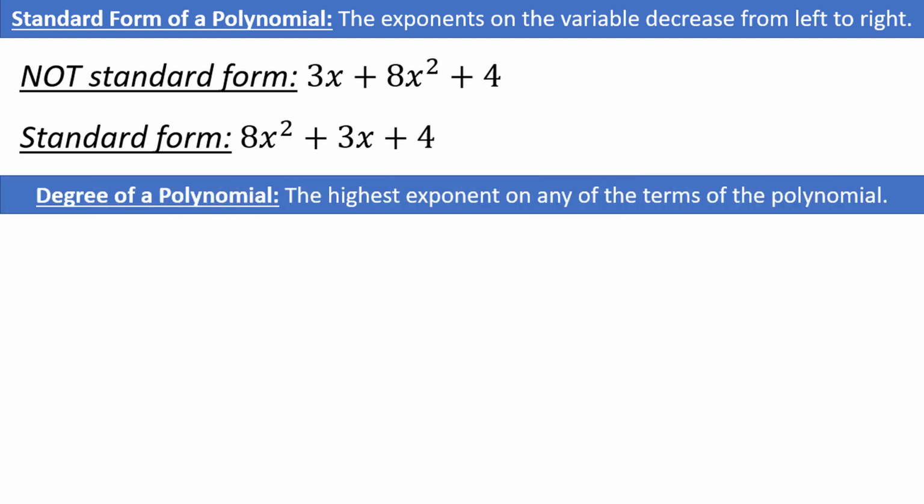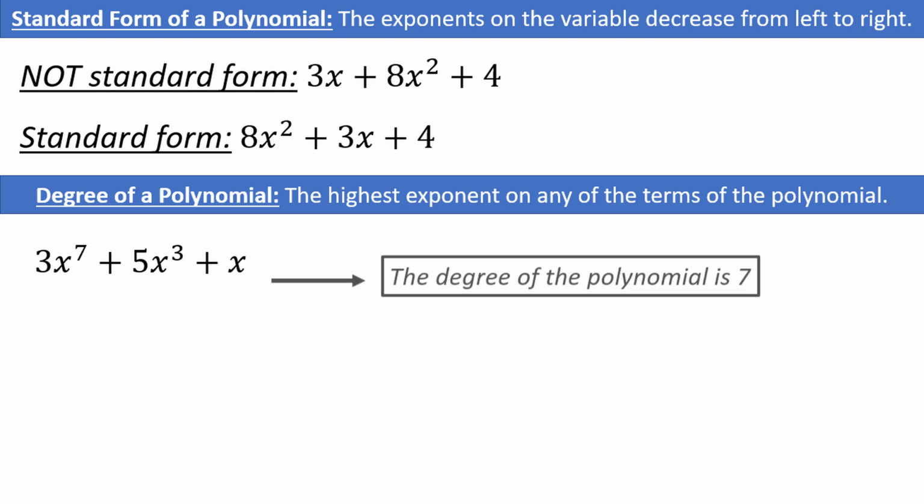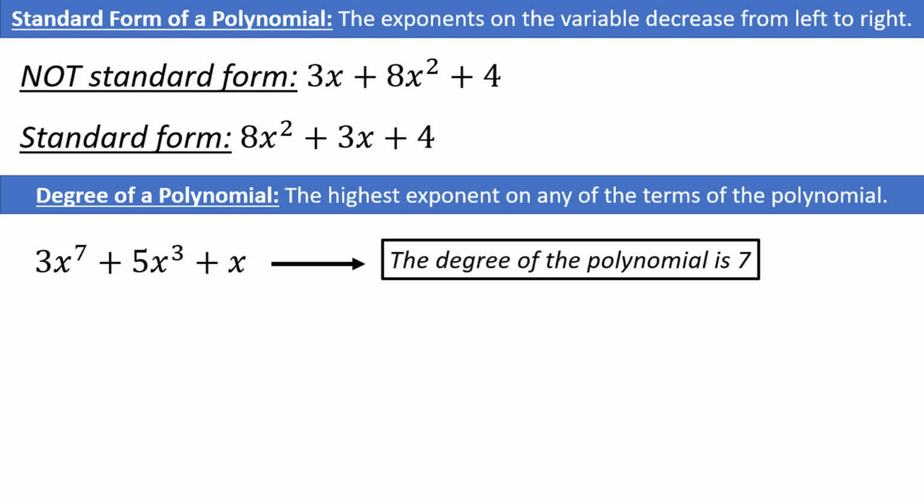The degree of a polynomial is the highest exponent on any of the terms. For example, the degree of 3x to the 7th plus 5x to the 3rd plus x is 7, as the highest power on any of the terms is 7 on 3x to the 7th.